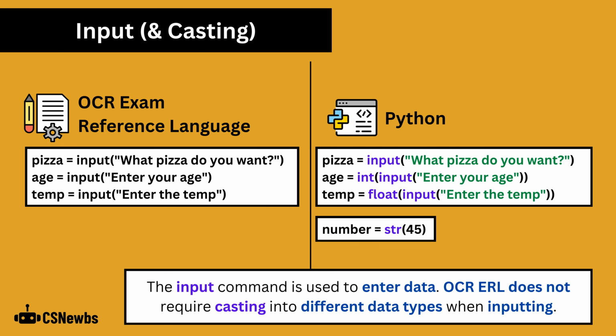The input command is used to enter data. OCR does not require casting into different data types when inputting. But with Python, data is automatically input as a string. If you require the data to be treated differently, such as performing a calculation on a number, you will need to cast it into a different data type. Int is used to convert to an integer, float is for a decimal number, and str also exists to convert a value into a string.